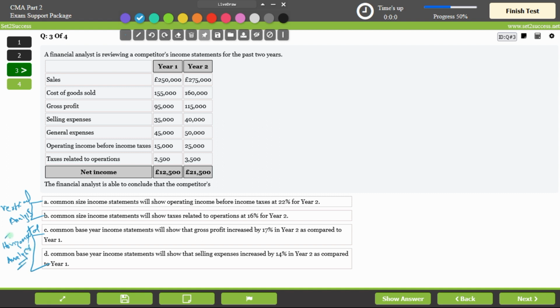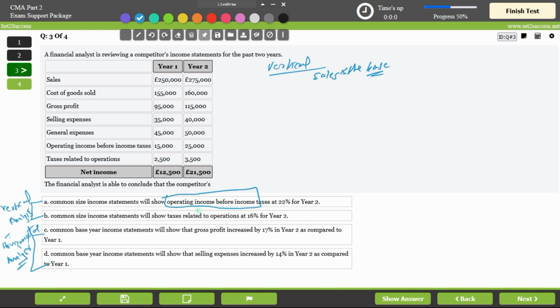So let us see. Common size, this is income statement. So for vertical analysis, sales will be the base. Sales is the base. So the common size income statement will show operating income before taxes is 22%.